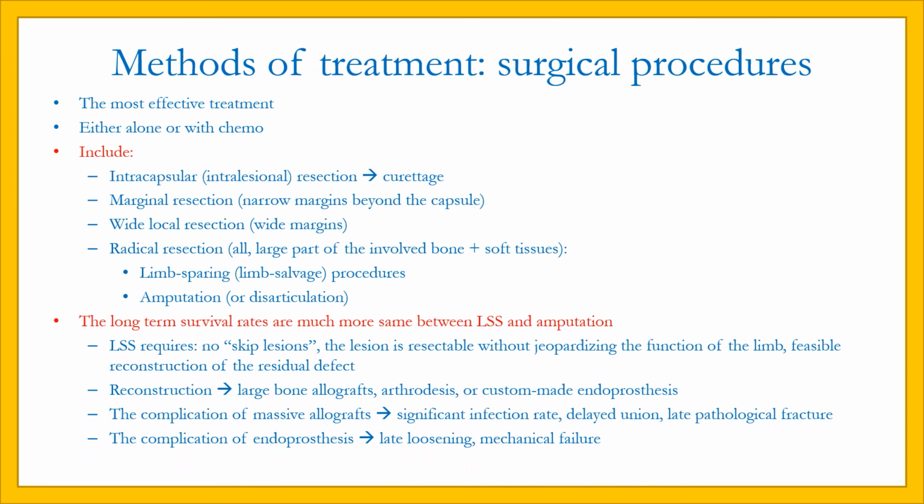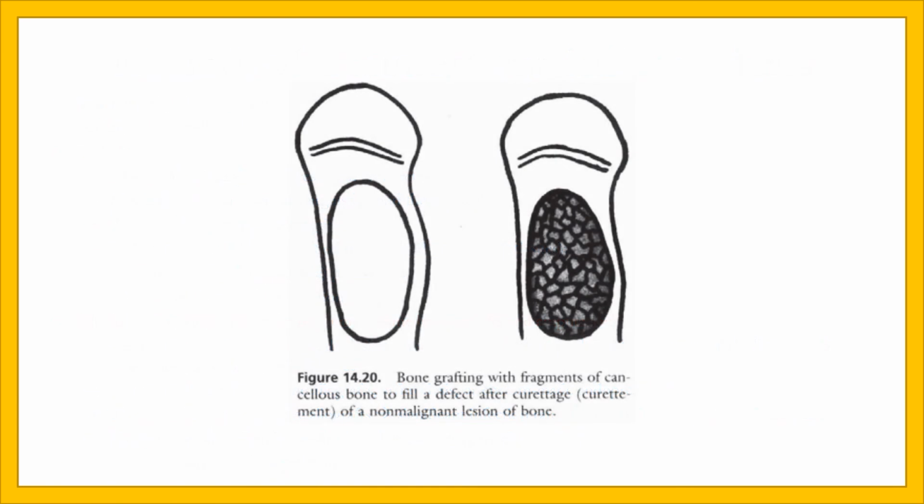Reconstruction of a large wound uses allografts, arthrodesis, or custom-made endoprosthesis. The complications of massive allografts are a significant infection rate, delayed union, and late pathological fracture. The complications of endoprosthesis are late loosening and mechanical failure. The alternative is the rotationplasty procedure. So this is the picture of bone grafting with fragments of cancellous bone to fill a defect after curettage of a non-malignant lesion of bone.